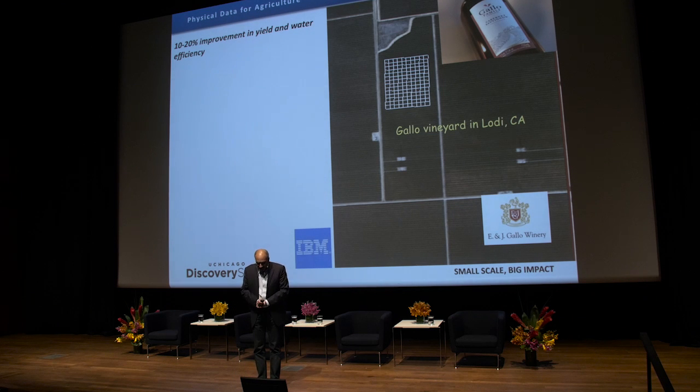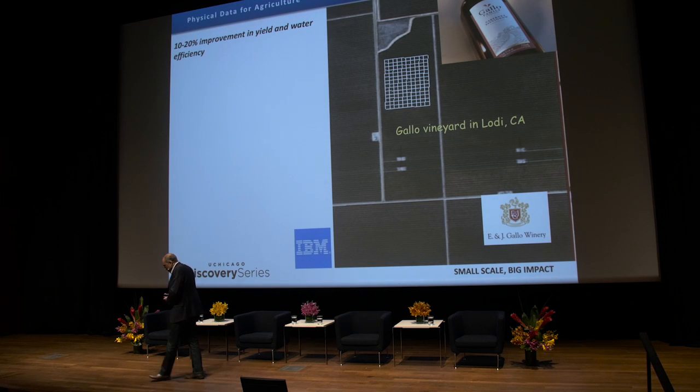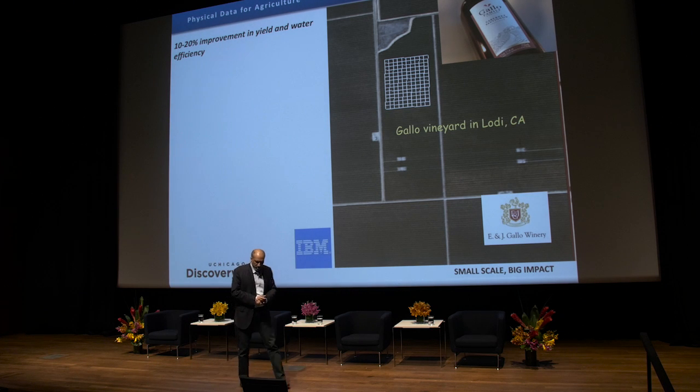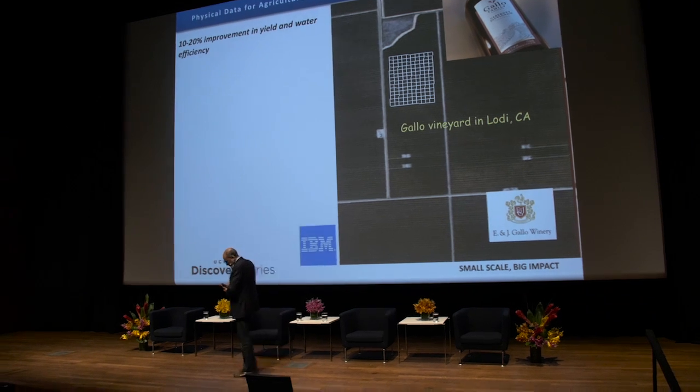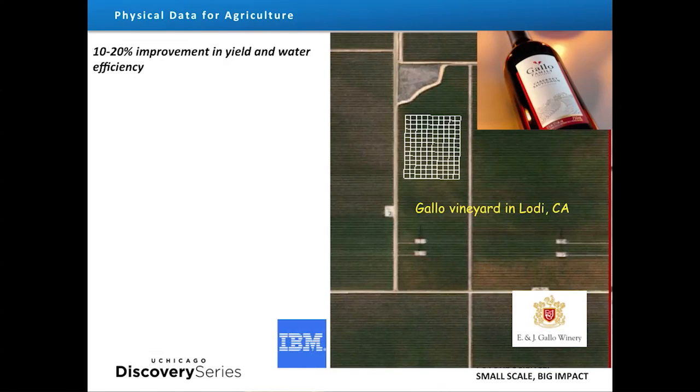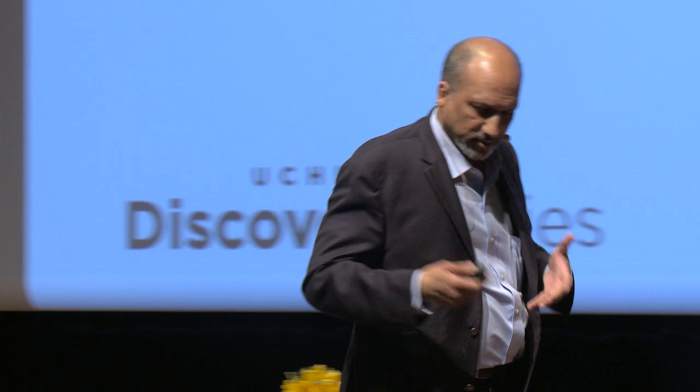Now, this is an experiment that scientists in IBM and Gallo Wineries did. And I was fortunate to have played a small role in this experiment while I was at IBM. So the role of this experiment was to try to find out if one could improve yields and increase the water efficiency and therefore reduce the usage of water. So as a test bed, about a 10-acre plot, a vineyard in Lodi, California, was chosen. We divided it up into little tiles that were about 30 by 30 meters, and we rigged up the irrigation in such a way that the water delivery could be individually controlled to each tile.